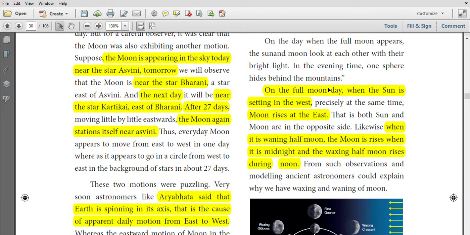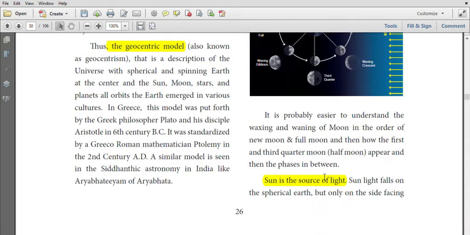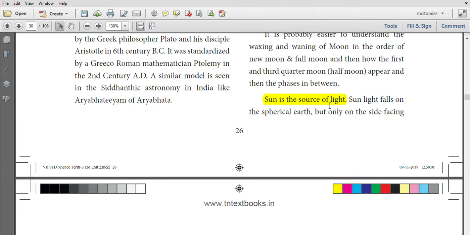On the full moon day, when the sun is setting in the west, the moon is rising in the east. The waning half moon rises at midnight. The waxing half moon rises at noon. But on full moon day, the moon rises in the east at night. The sun is a source of light. The sun is a star.